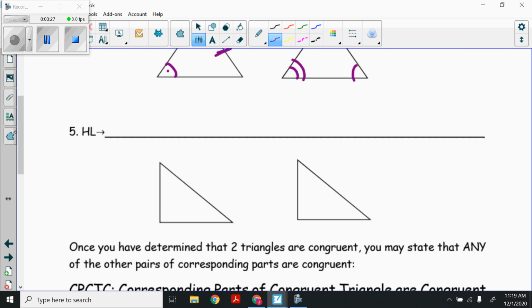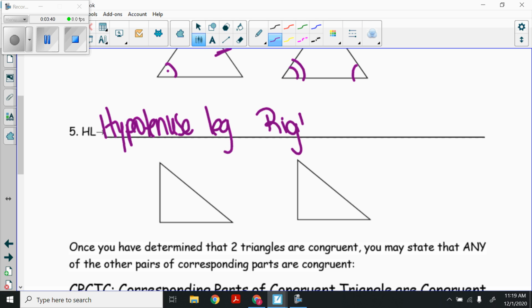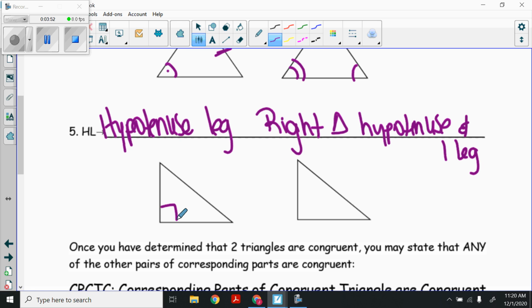And the last one is HL. This is hypotenuse leg. So hypotenuse, if I'm going to have a hypotenuse, that means that it has to be a right triangle where I have hypotenuse and 1 leg. So right triangle, hypotenuse, leg.